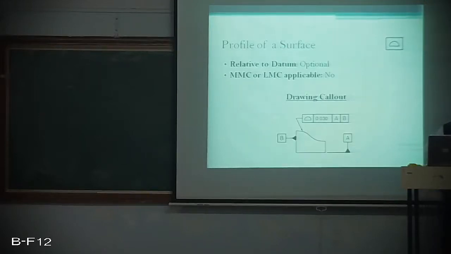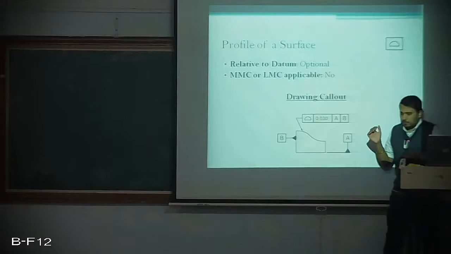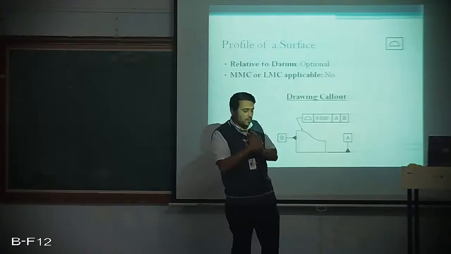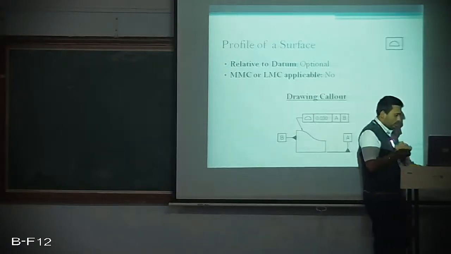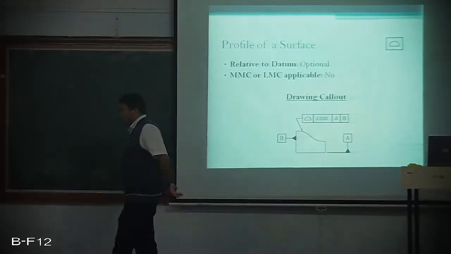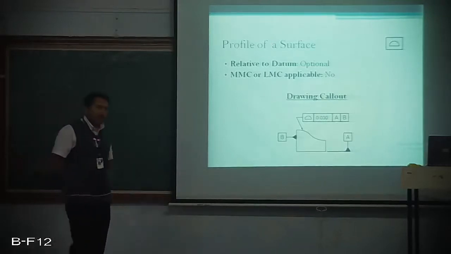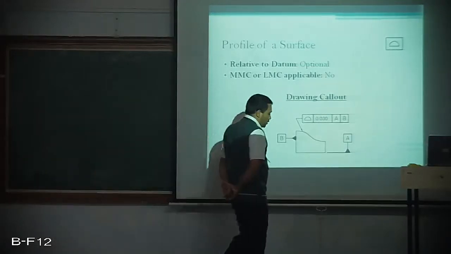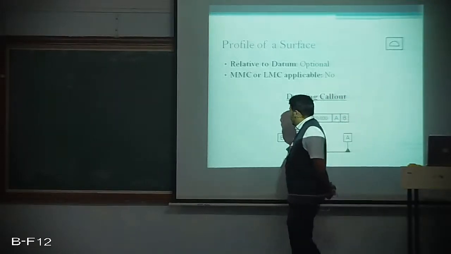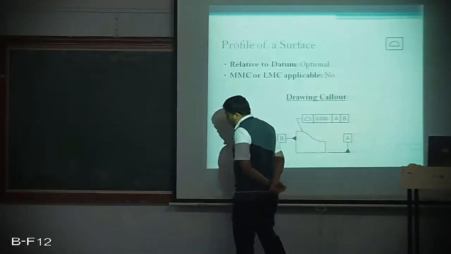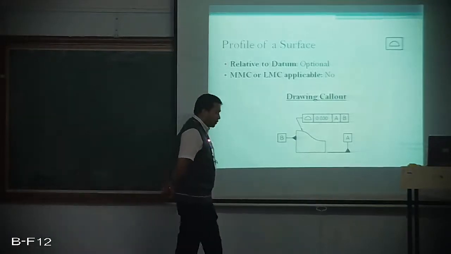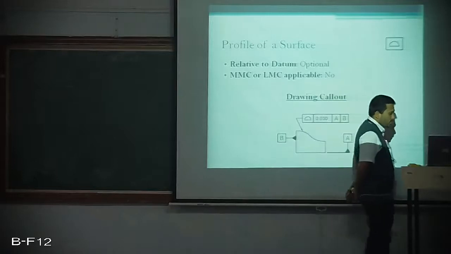And next is profile of a surface. That thing was only profile of a line on a particular line. But if you want to control the entire surface, there is a similarity with straightness and flatness. In straightness, we control only a line or edge. In flatness, we control an entire plane or a surface. Similarly, in profile of a line, we control only a line on the curved surface. In profile of a surface, we control the entire curved surface. That is the difference.